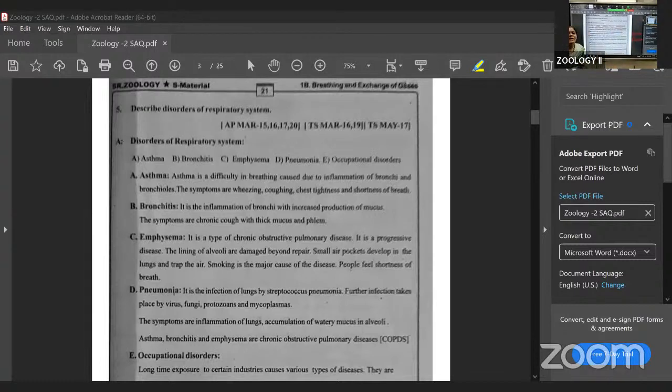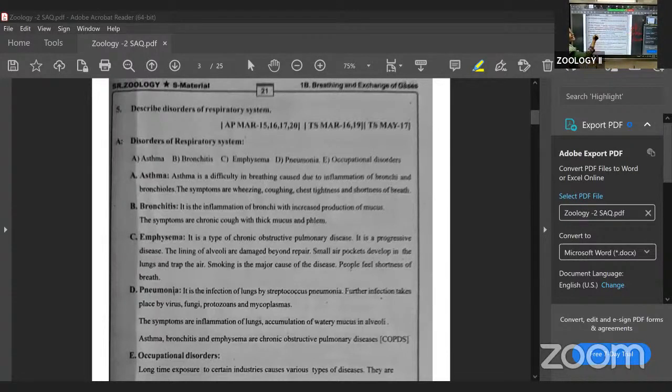What are the bronchi? The lungs have the trachea, the windpipe. The windpipe bifurcates into two, which are called the bronchi, and they open into the lungs. All of you know this. The bronchi undergo swelling; the bronchial walls undergo inflammation, which causes asthma. Clear? Asthma is a difficulty in breathing caused by the inflammation of the bronchi and their branches, the bronchioles also.